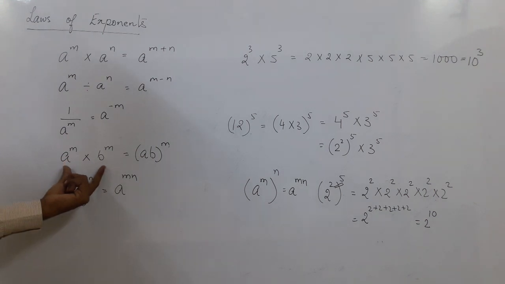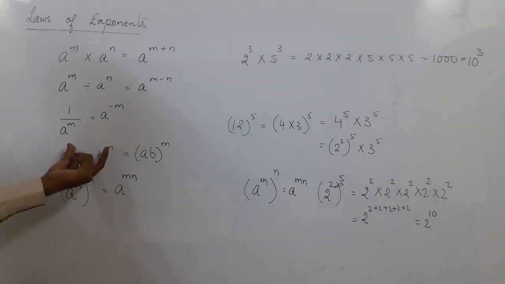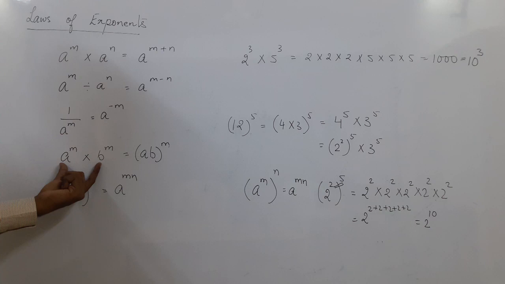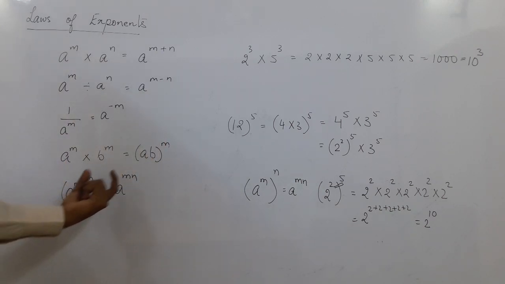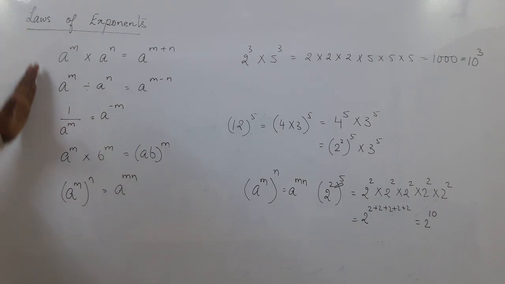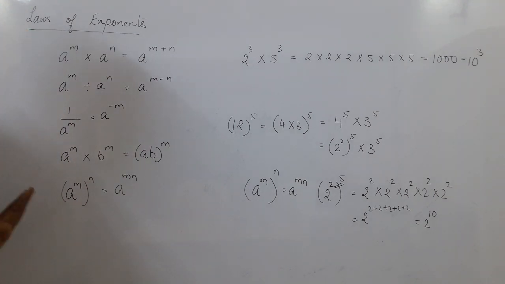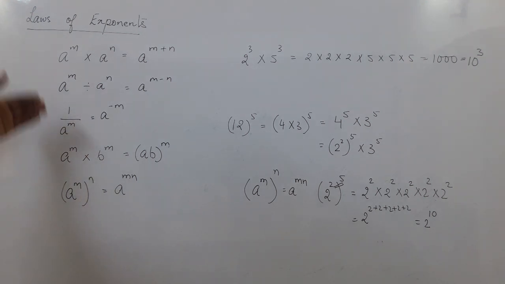Then here the bases are not the same, but the powers are the same. So you first multiply the bases and then put the power, and then here it is a power raised to a power, so we multiply the powers. So don't get confused, understand this thoroughly, because your sums depend upon your understanding. So I hope it is clear till here.